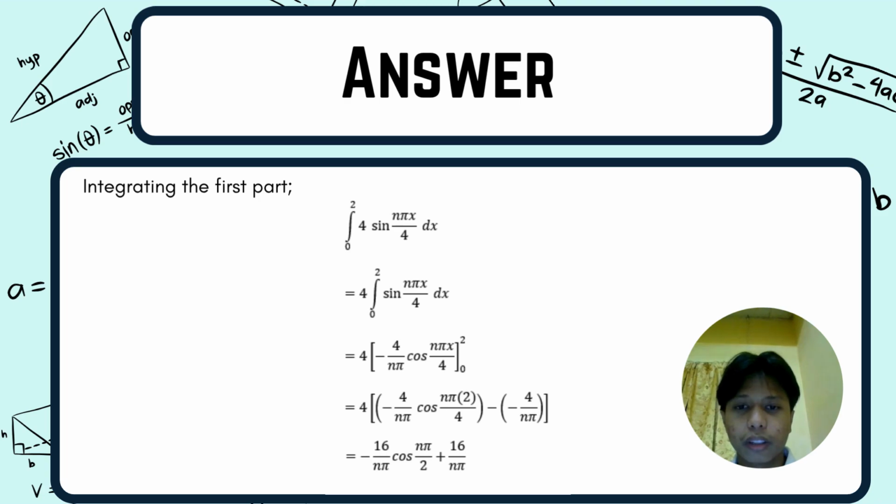So integrating the first part, integration of 0 to 2 for sin(n pi x over 4) dx, since 4 is a constant, we can take the 4 out of the integration, and we are left with 4 times integration 0 to 2, sin(n pi x over 4) dx. We can directly integrate this and get the answer, which is equal to negative 16 over n pi cos(n pi over 2) plus 16 over n pi.